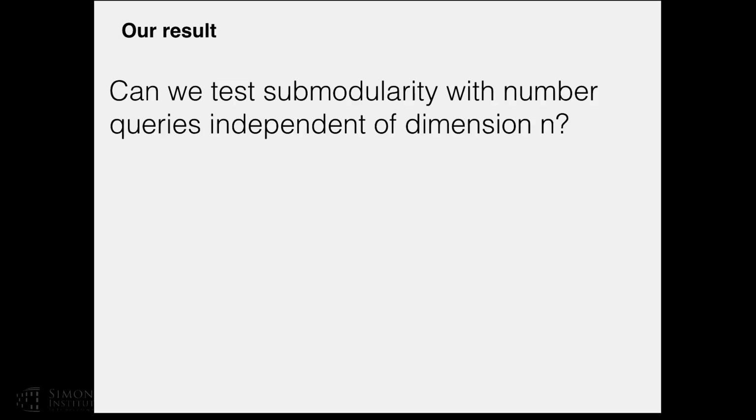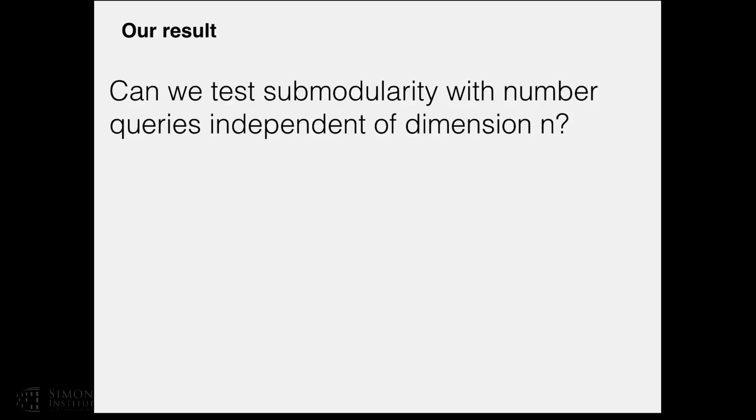So what's the next question we could ask? Could we do better? Could we test using a constant number of queries, the number of queries independent of the dimension n? Interestingly, like in the previous approach, if you want to learn what the variables are exactly, then using information theoretic bounds, you can show that you cannot do better than log n. But that does not mean we cannot test in a constant number of queries.